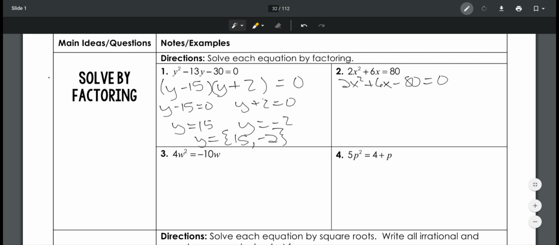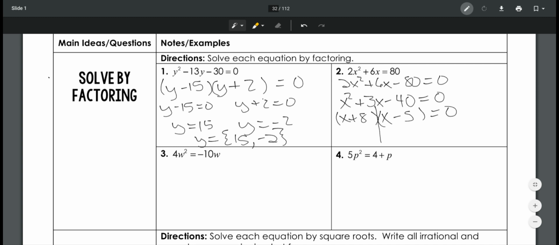Now, I'm going to do a skill that some of you know and have probably forgotten and didn't think about. Since all of the numbers in the problem are divisible by 2, I'm going to divide both sides of the equation by 2. So that would give me x squared plus 3x minus 40 equals 0. Then I factor the quadratic. The two binomial factors are x plus 8 and x minus 5.